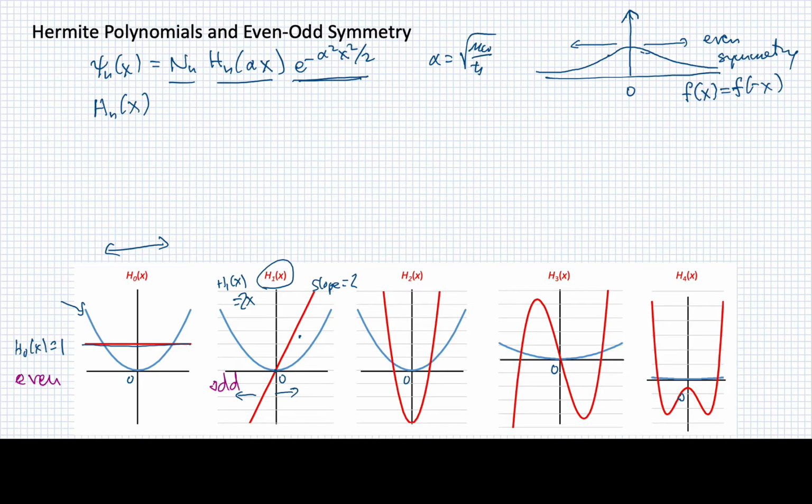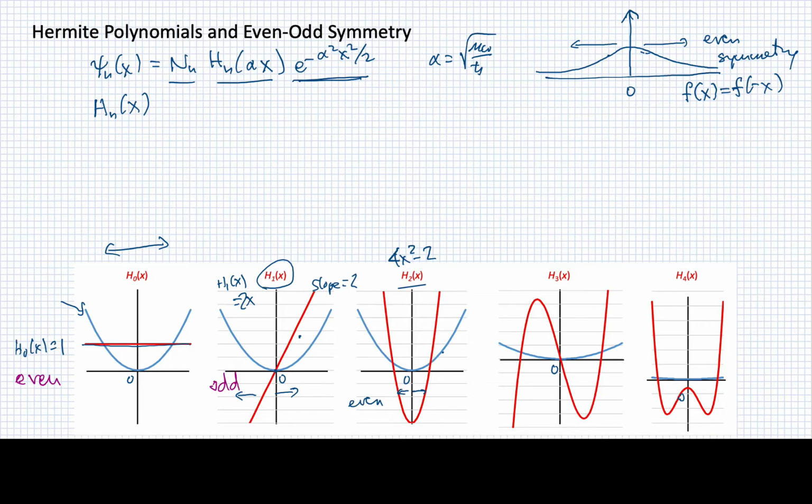For H2 of x, this is 4x squared minus 2, and we can see again that there is symmetry on either side of the vertical line. So this one is an even function, and not much more to say about that. You can see that it's a narrower parabola than the parabola that forms the potential function here.